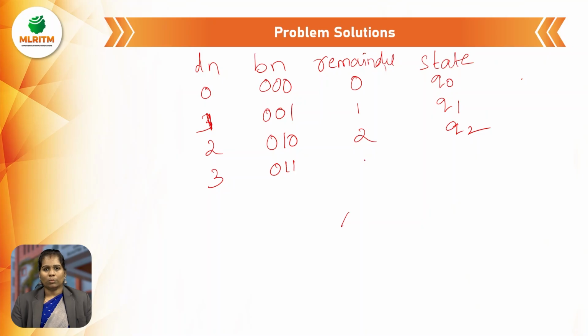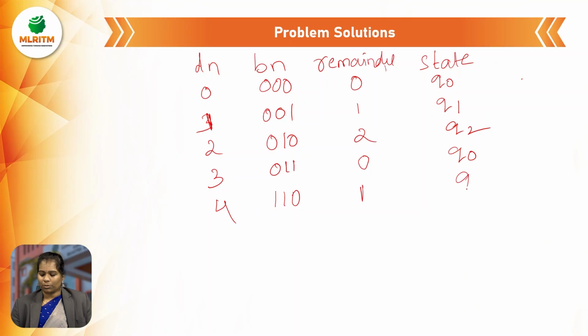0, 1, 1. So the remainder is 0. Again it goes to Q0. 4, 0. What is the binary number of 4? The binary number of 4 is 110.